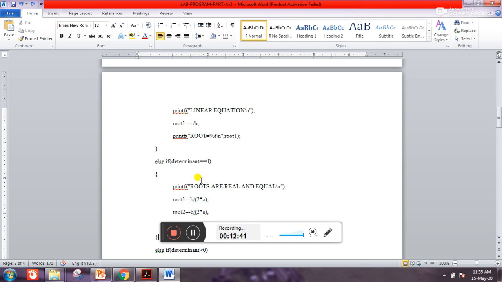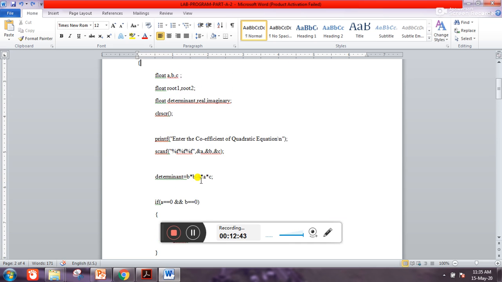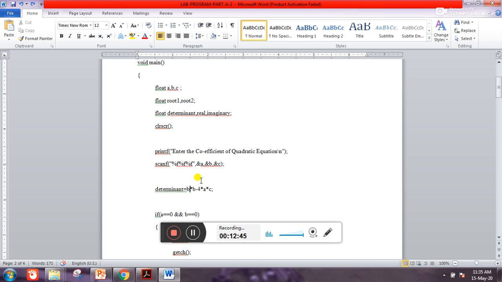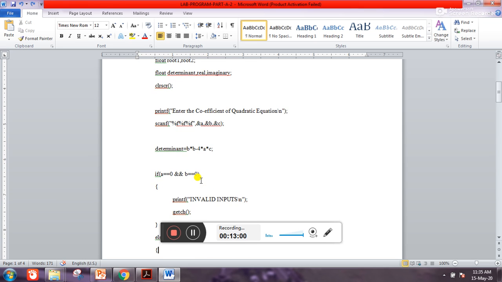Listen here, if the b value also becomes 0, then the determinant value will become 0. That's why we can't find the roots at all. To find the determinant value, we use only the b and c values. Based on the determinant value, next we find the roots.